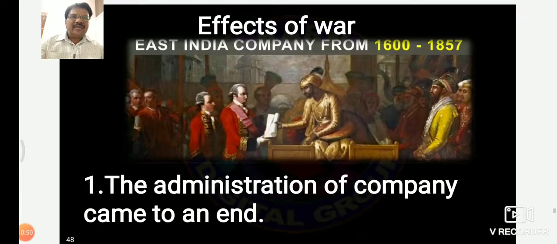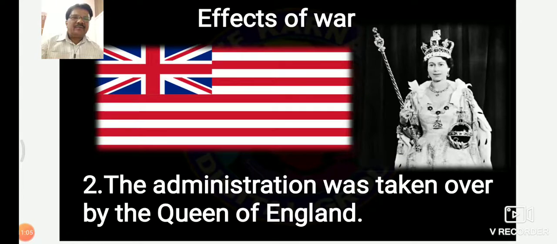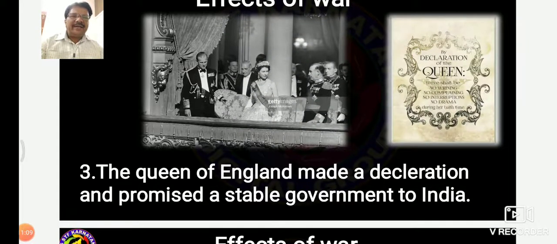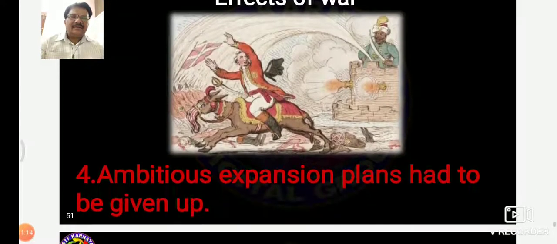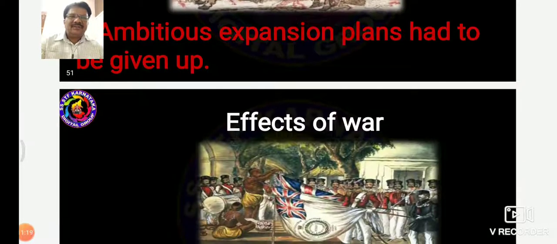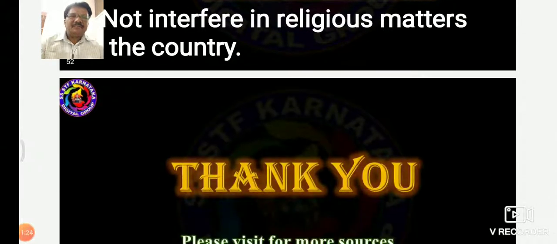Now, what were the effects of the Mutiny 1857? First, the administration of the company came to an end, or the rule of the East India Company came to an end. The administration was taken over by the Queen of England. Next, the Queen of England made a declaration and promised a stable government to Indians. Ambitious expansion plans had to be given up, and there would be no interference in the religious matters of the country.